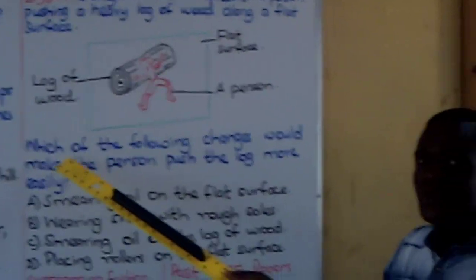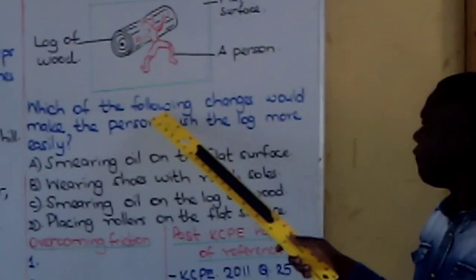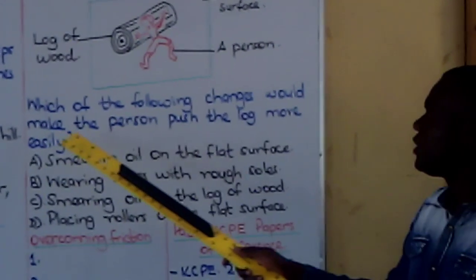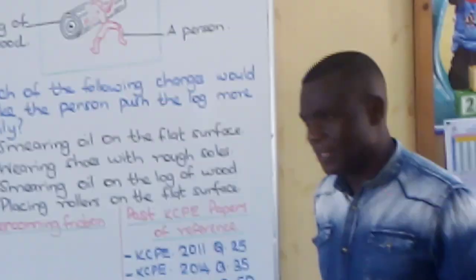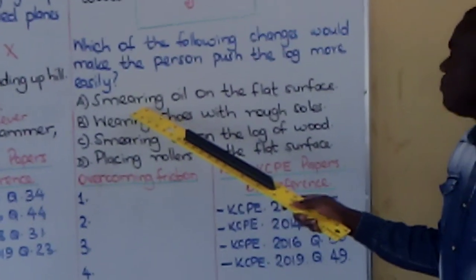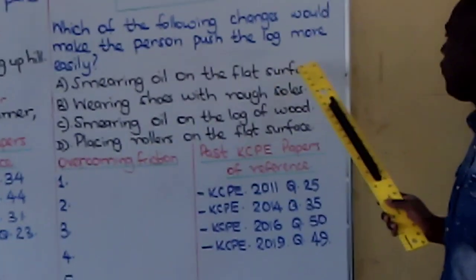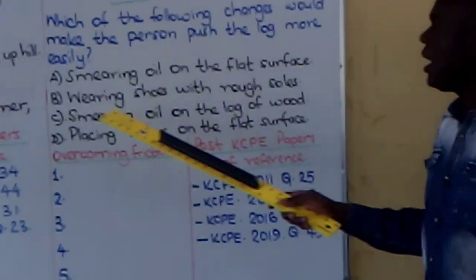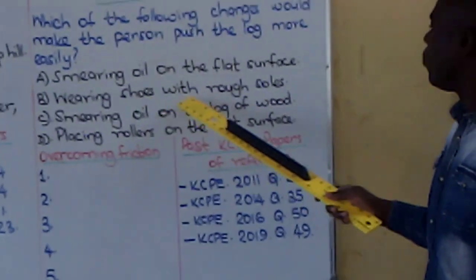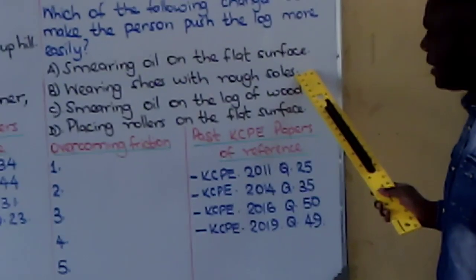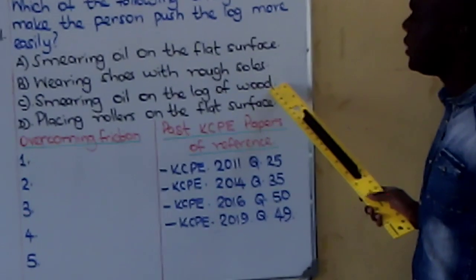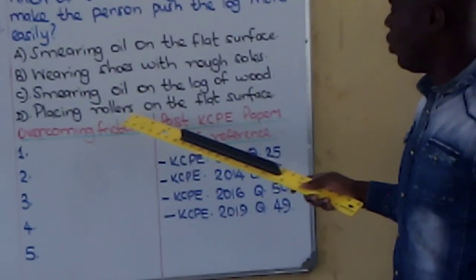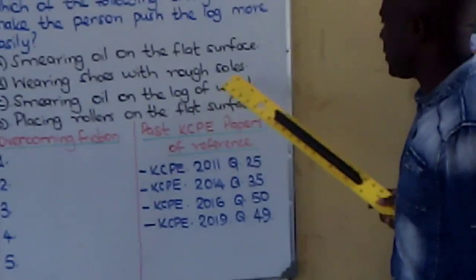Let's look at which of the following changes would make the person push the log more easily. Which of the following changes? Then the changes are here. A, smearing oil on the floor, on the flat surface. B, wearing shoes with rough soles. C, smearing oil on the log of wood. And D, placing rollers on the flat surface.